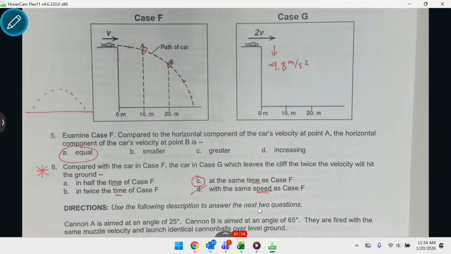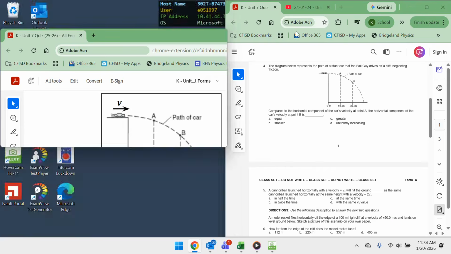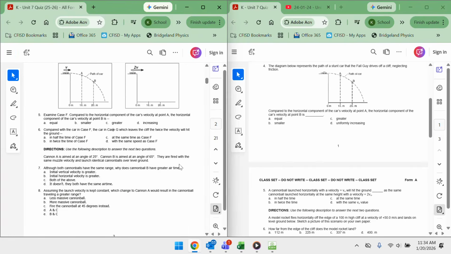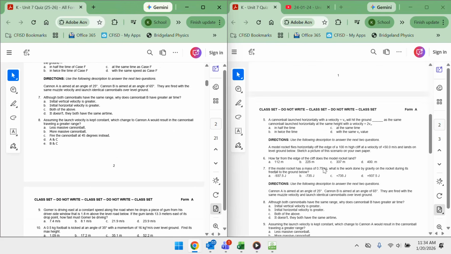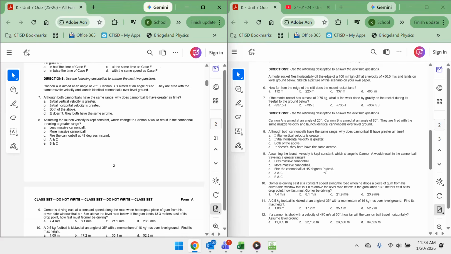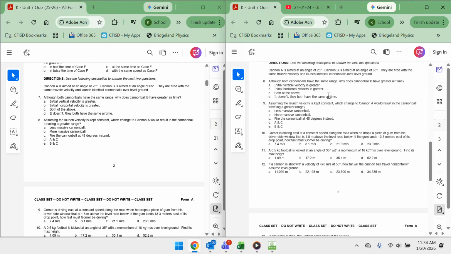All right, let's see what else we need to go over that's different between the two versions. All right, so moving on. We have questions about cannon muzzle velocities. Trying to see where those are on here. Here they are. So it looks like those are already in the other video.